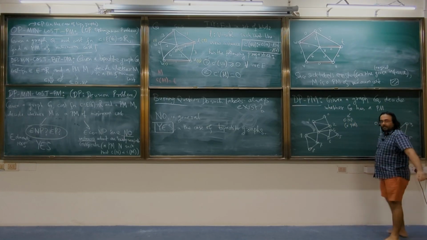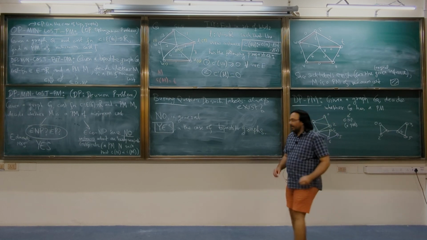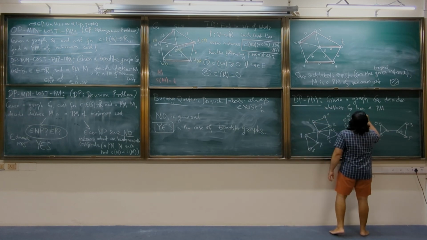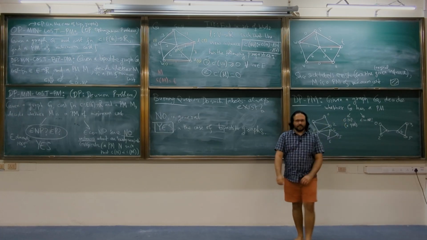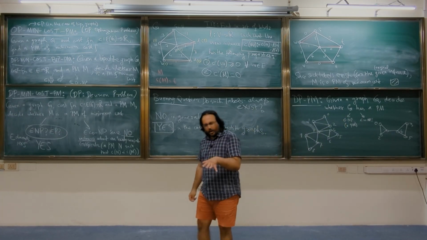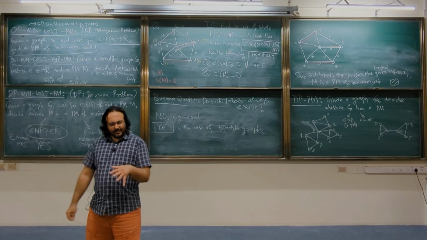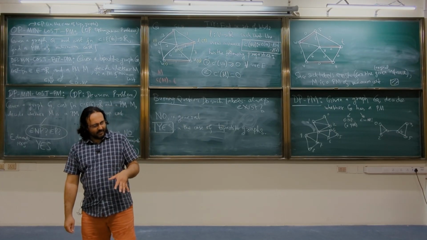What is not immediately clear is why this problem should belong to co-NP. How do you convince somebody that a given graph does not have a perfect matching? That's not so clear, right? You see the point?